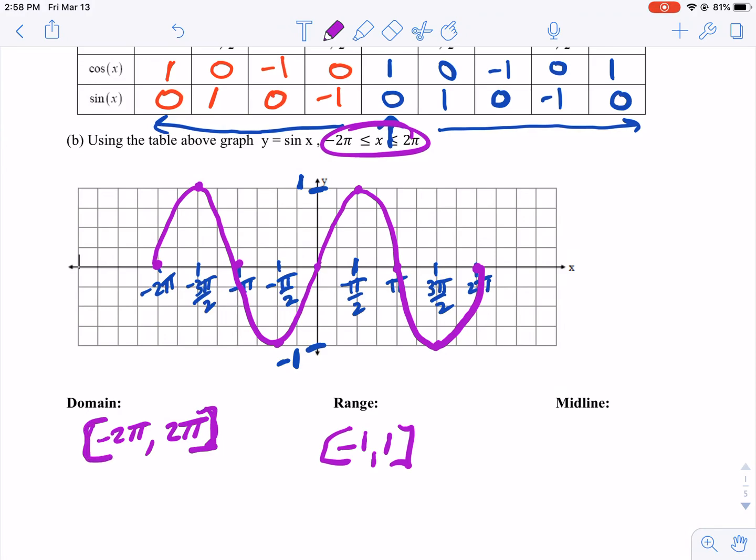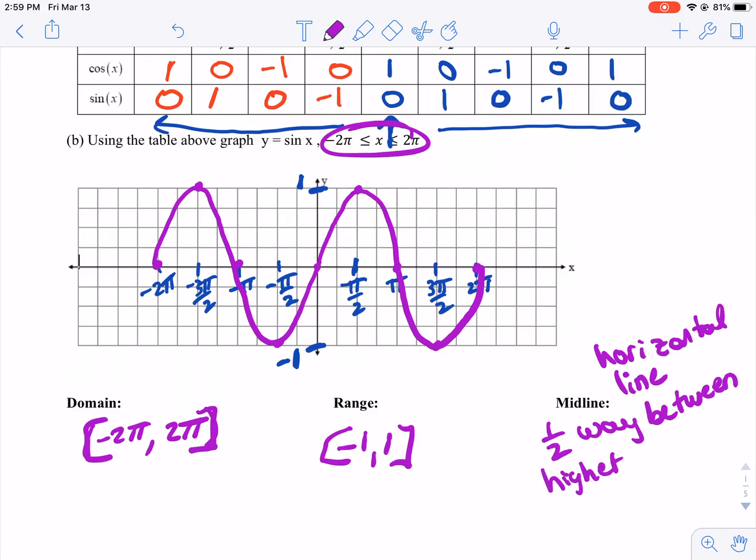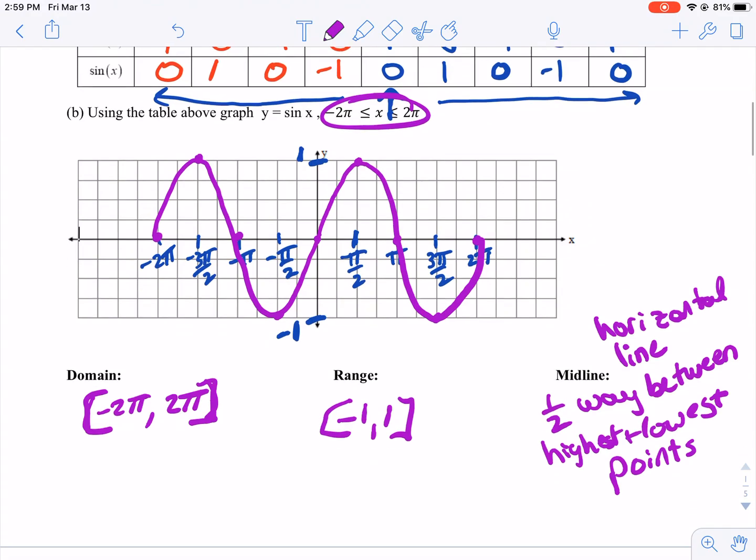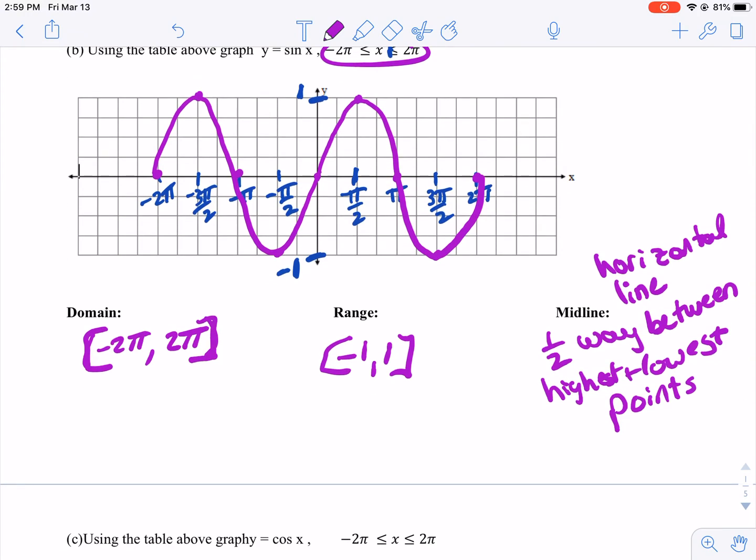Midline. The midline is the horizontal line through the center. Better way to say that is halfway between the highest and lowest points. So if our highest point is 1 and our lowest point is -1, then 0 is right in the middle of those. So our midline is y equals 0.